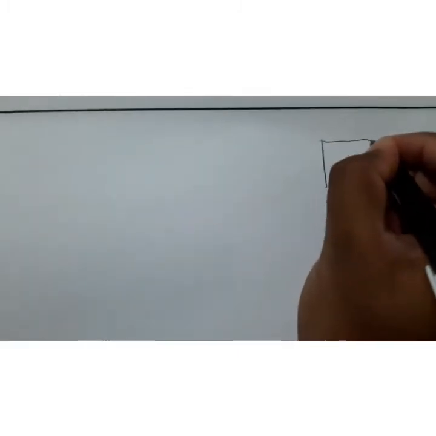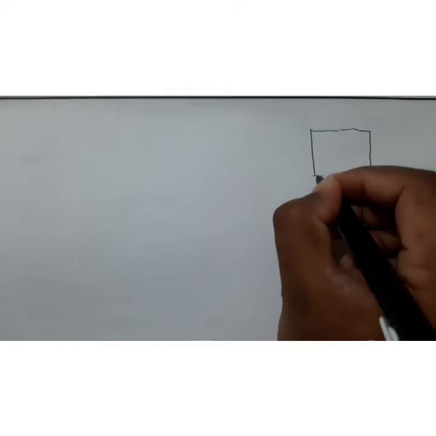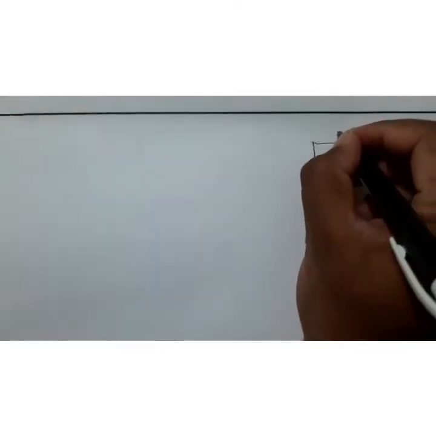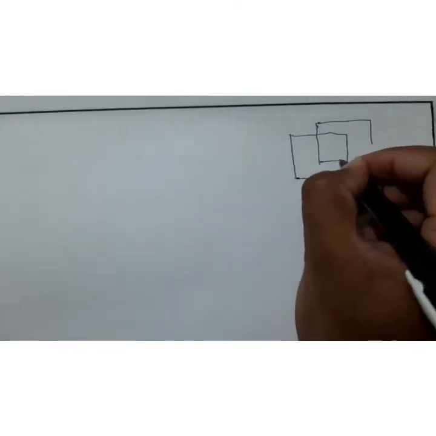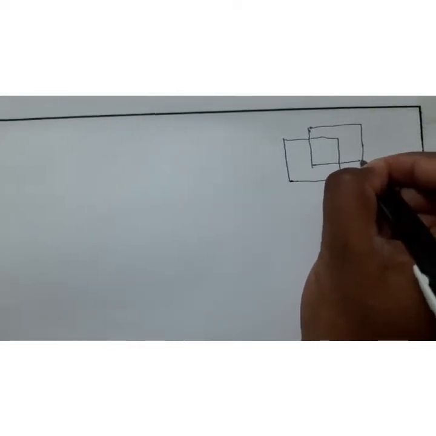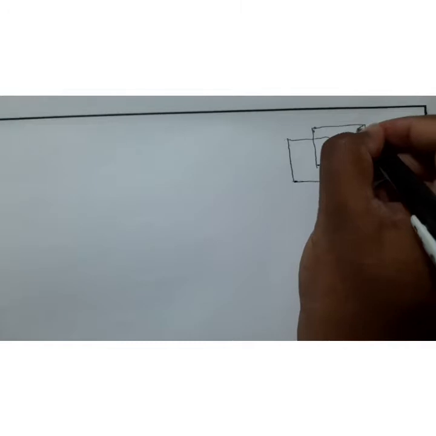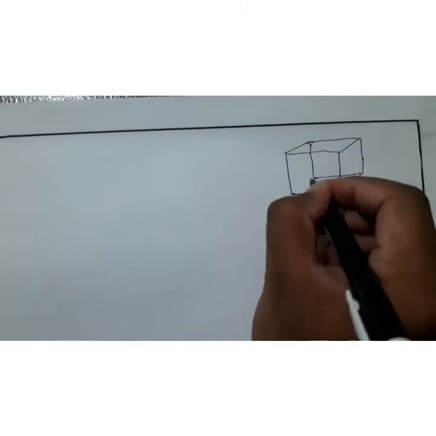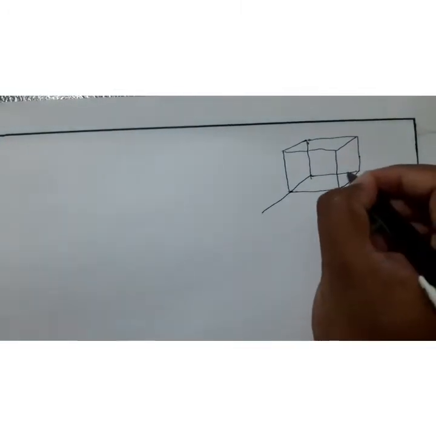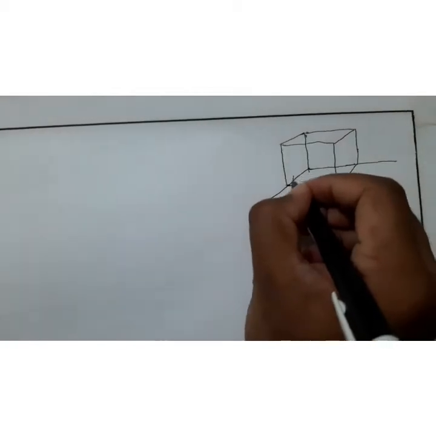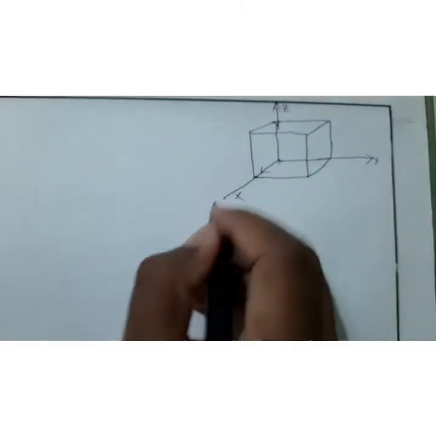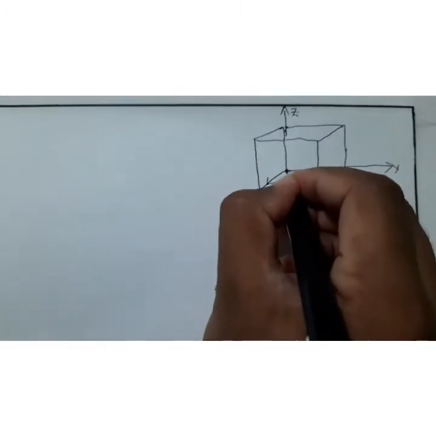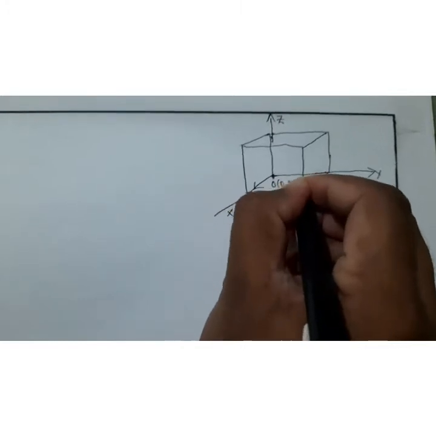First, draw the surface of the cube bounded by x is equal to 0 and x is equal to a, y is equal to 0 and y is equal to a, z is equal to 0 and z is equal to a. This is along the x axis, this is along the y axis, this is along the z axis. This is the origin, the point 0, 0, 0.